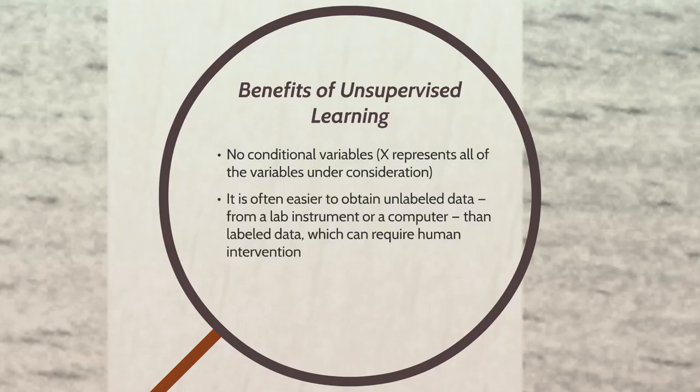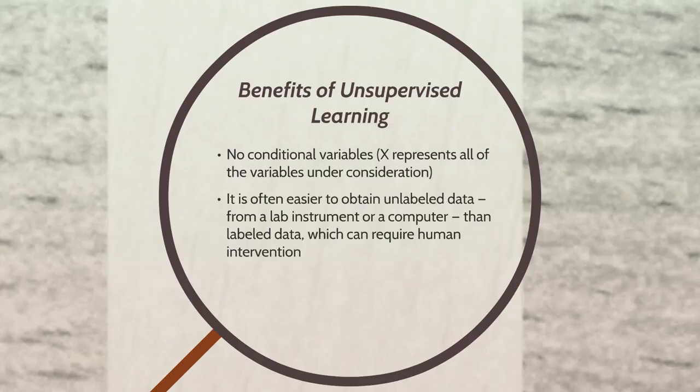Alternatively to that, in unsupervised learning, we don't need labeled data. Remember, we don't have an output that we're expecting, which means all we need is the input information, and that can be collected from, like in this sentence here, a lab instrument or a computer, and it doesn't require this outside intervention to tell the computer what is actually going on.